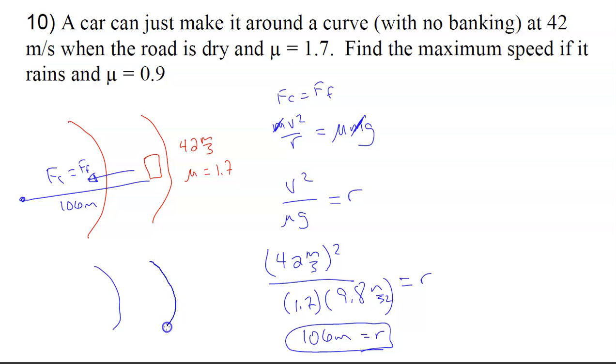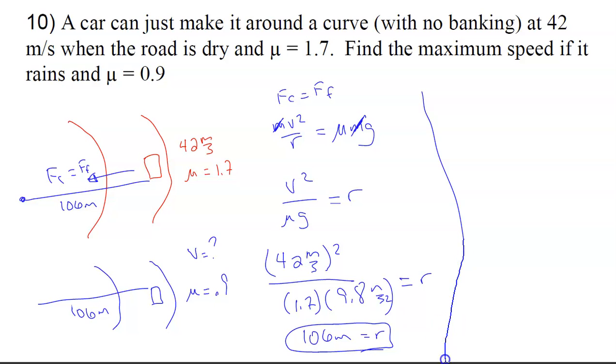So here's the roadway on a rainy day with the car. I just learned that this is 106 meters, but my coefficient of friction goes down to 0.9, so I want to find the velocity like that. Well, it turns out I can reuse the same expression right there. Probably better to start here. The physics is the same, the force diagram, everything. So let me just copy that again. And V squared over R equals mu G.